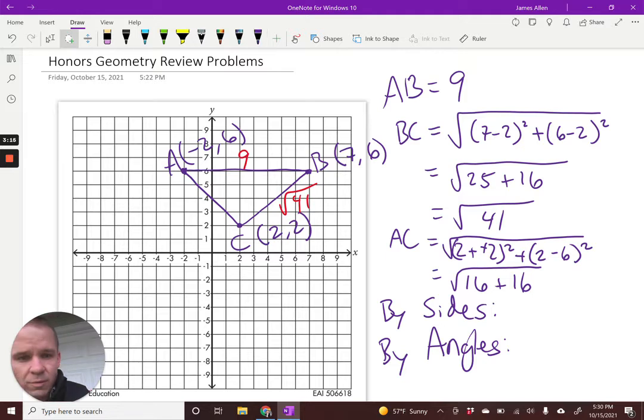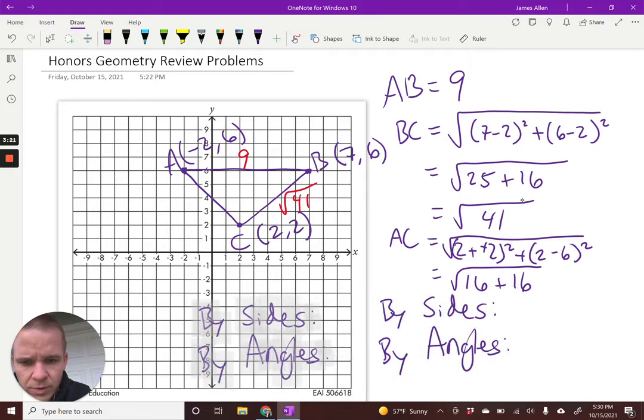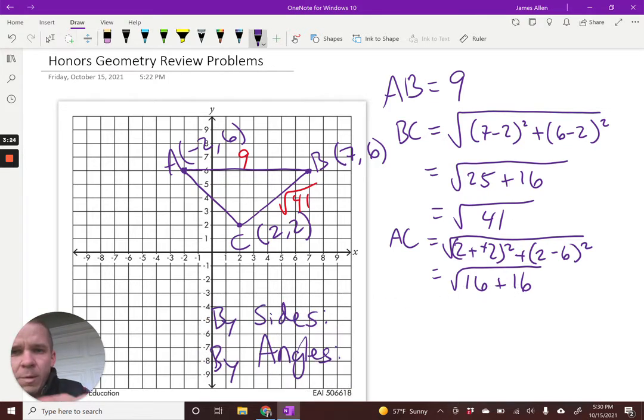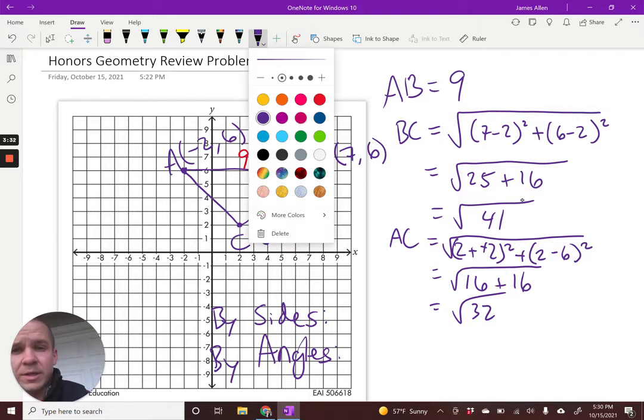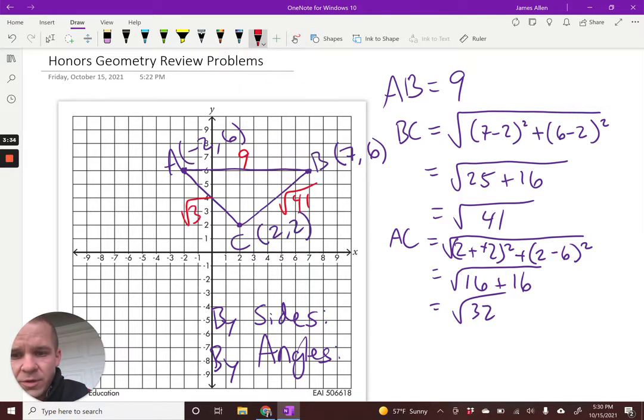Let me move these out of the way again. We'll just put them over here. So I get square root of 32. Now, square root of 32 can be simplified down to 4 root 2, but I'm not going to. There's really no point in this type of problem. I'm not asking you for the side lengths as a final answer. You're using them to classify the triangle. Now, by sides, they're all different lengths, right? So that is going to be scalene.